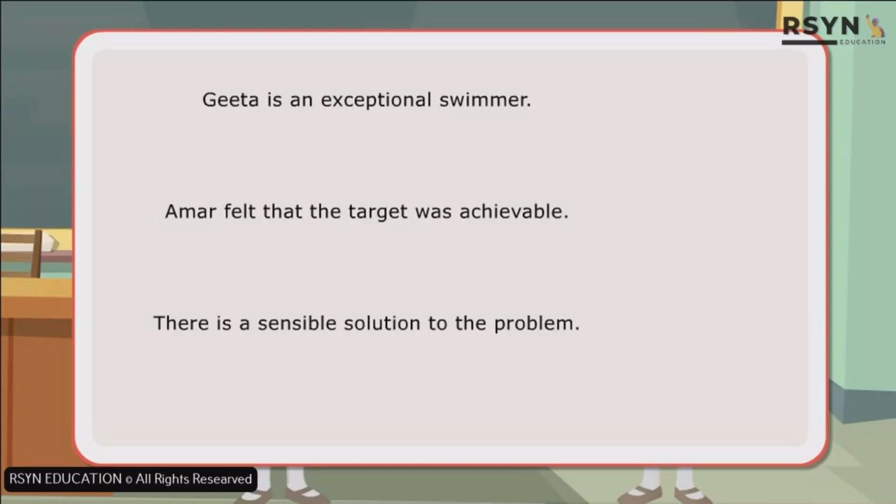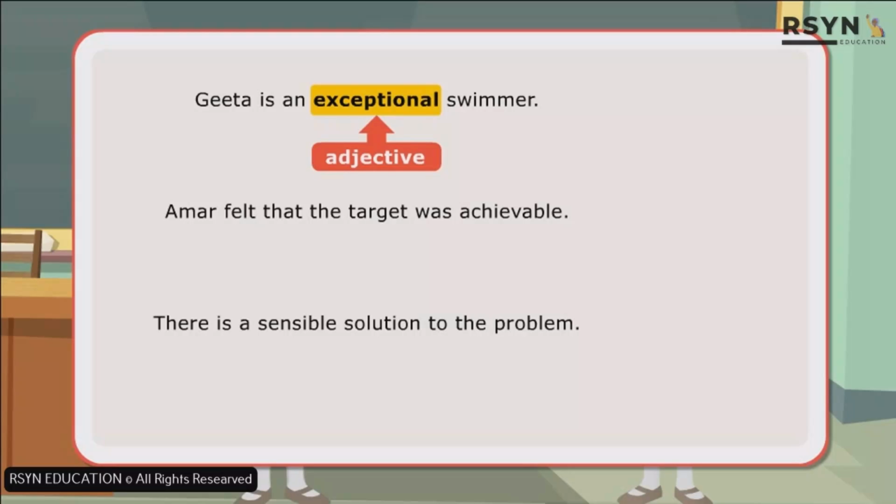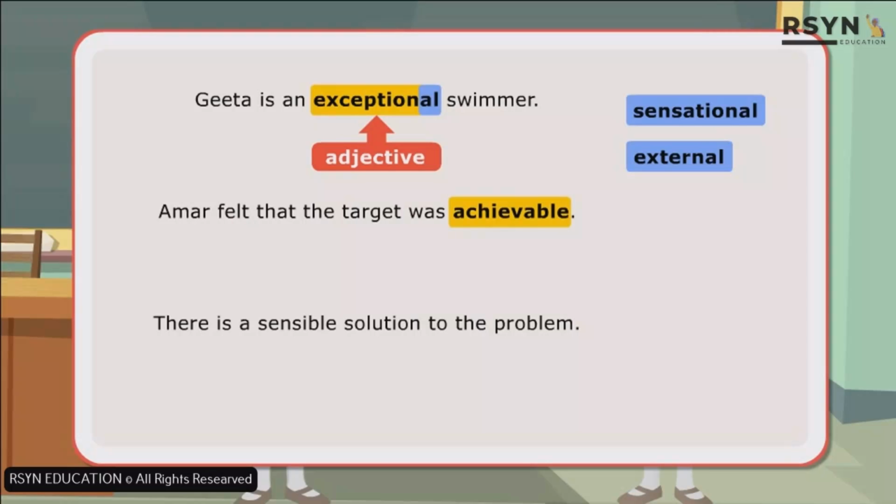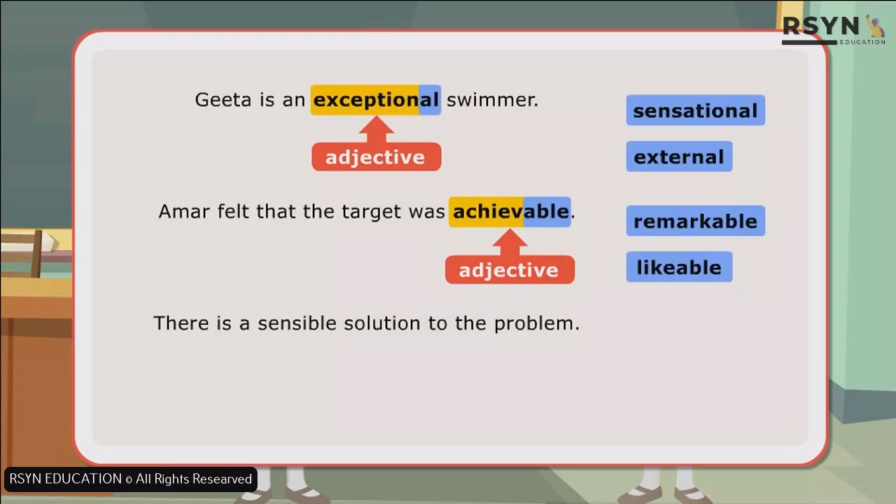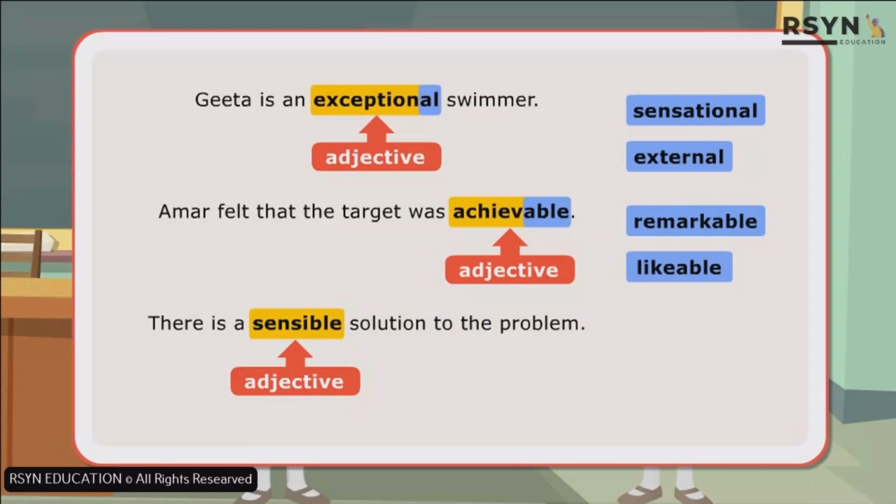In the first sentence, exceptional belongs to the group of adjectives ending with al like sensational, external. In the next sentence, achievable belongs to the group of adjectives ending with able like remarkable, likeable. In the third sentence, sensible belongs to the group of adjectives ending with ible like edible, gullible.